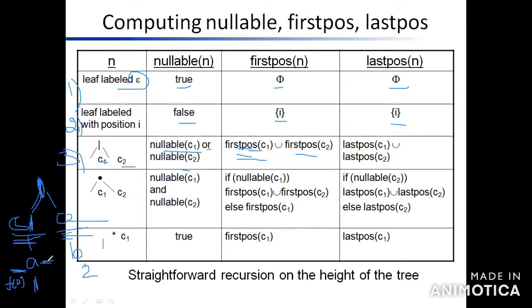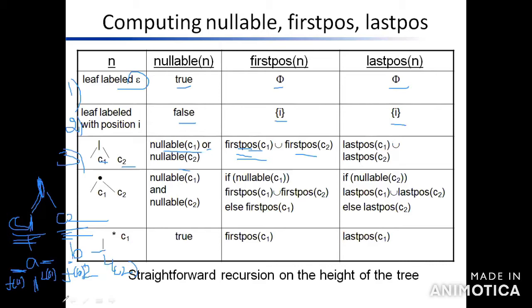The right side indicates the last position of C1. What about B? B on the left side is the first position of C2, and on the right side is the last position of C2. Now it's clear.